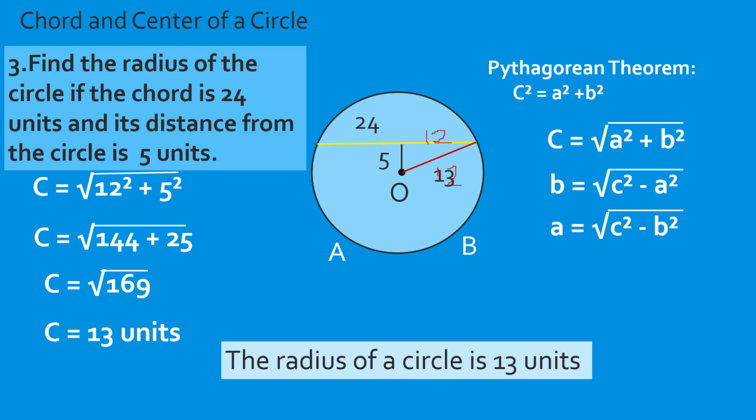So that's how you're going to find the length of the chord, the distance from the center, and the radius of the circle by using the relationship of chord and center.